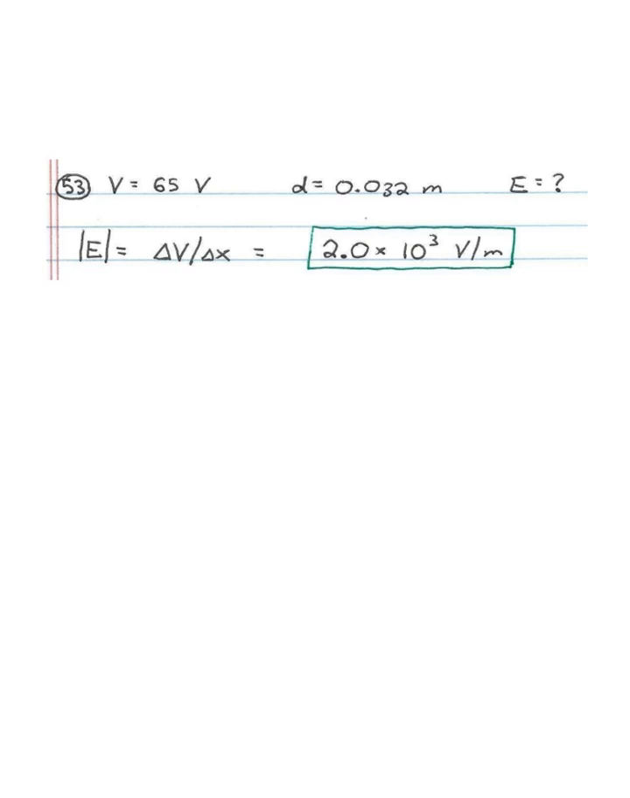Number 53, the potential difference between a pair of parallel conducting plates is 65 volts. The plates are 3.2 centimeters apart. What is the magnitude of the electric field between the plates? And here we have the magnitude of electric field is the voltage difference divided by the plate separation. And so you plug in those values, 65 volts divided by 0.032 meters, and you get 2,000 volts per meter.